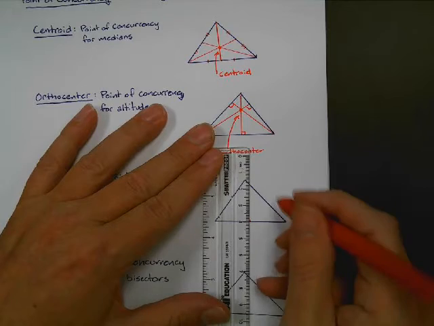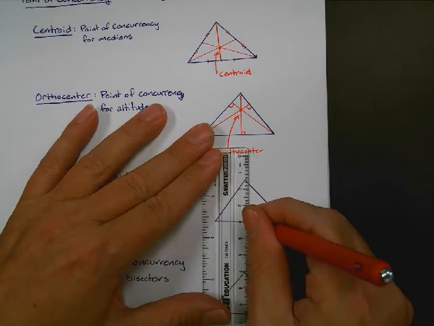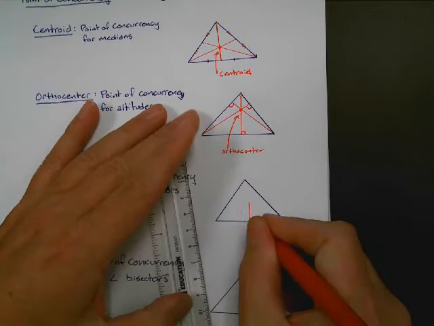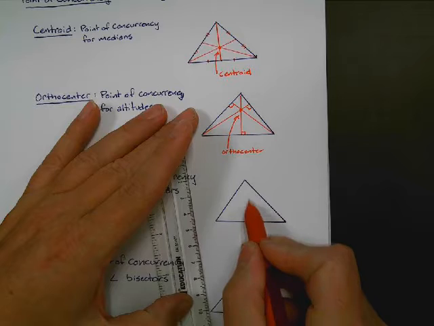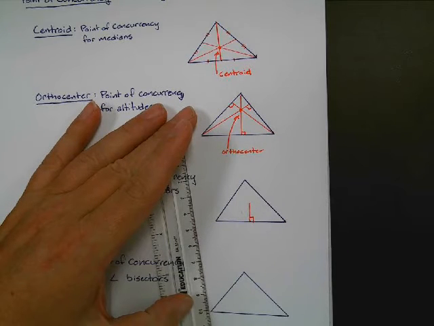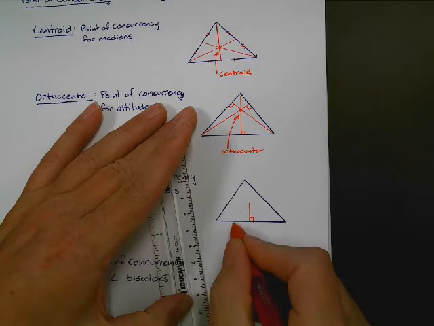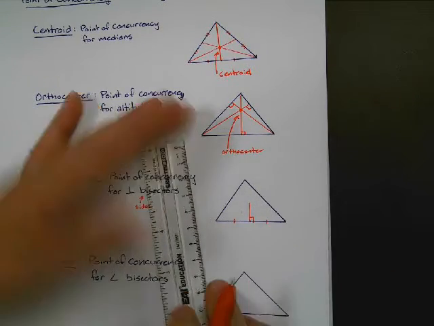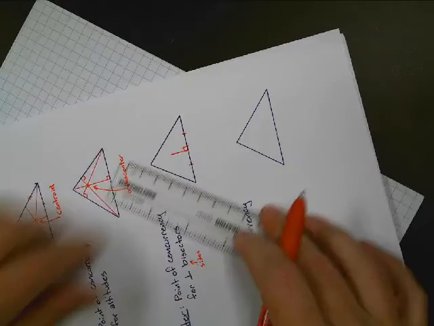So what we notice about this is when we do it, notice that this is not going to go through that vertex. And that's okay. It just doesn't go through the vertex. It's just the perpendicular bisector. This is the same here, same here. Let's do it for the other ones.